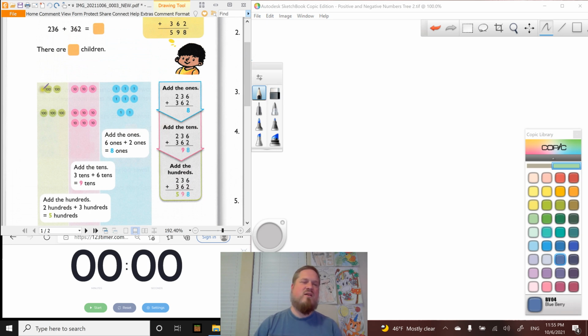You can look at it like one of these place value charts. 236 is 2 hundreds, 3 tens, and 6 ones. And 362 is 3 hundreds, 6 tens, that's 60, and 2 ones, that's 2. If you add them up, 1, 2, 3, 4, 5, 6, 7, 8. First you get 8. Then you add up these tens, 10, 20, 30, 40, 50, 60, 70, 80, 90. You get 90. Then you add up these hundreds, 100, 200, 300, 400, 500. You get 500, 598.